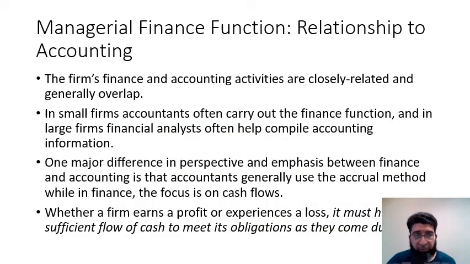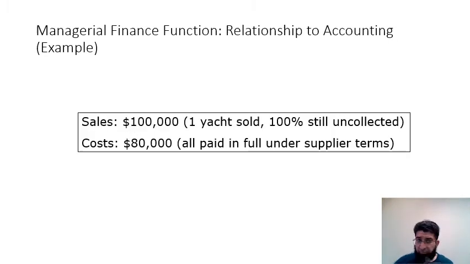Now look at the accounting. Accounting is basically, let's look at an example that's much more appropriate. Normally we have the accrual based system in which sales, like in this example, we have $100,000 of sales, which is uncollected, 100% still uncollected. And cost is $80,000, which is fully paid. Now, cash basis versus accounting basis, accrual basis, will have different results.